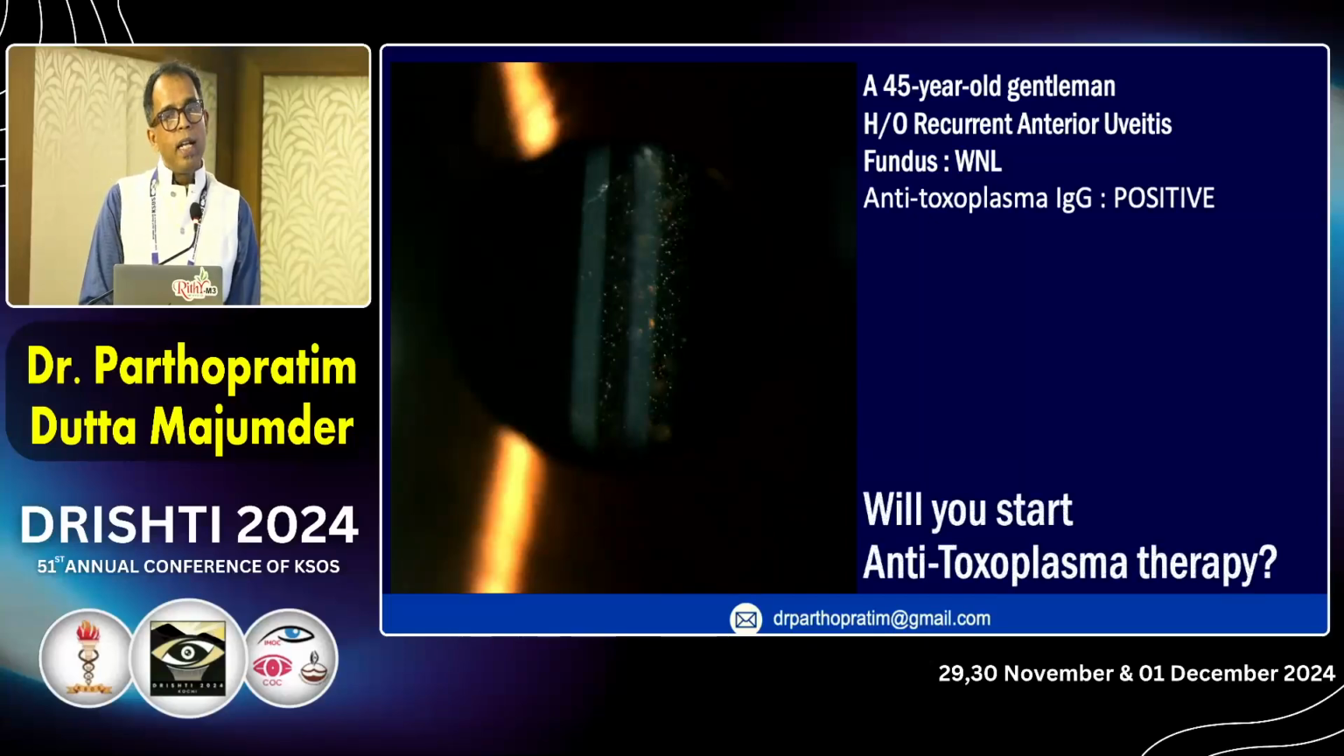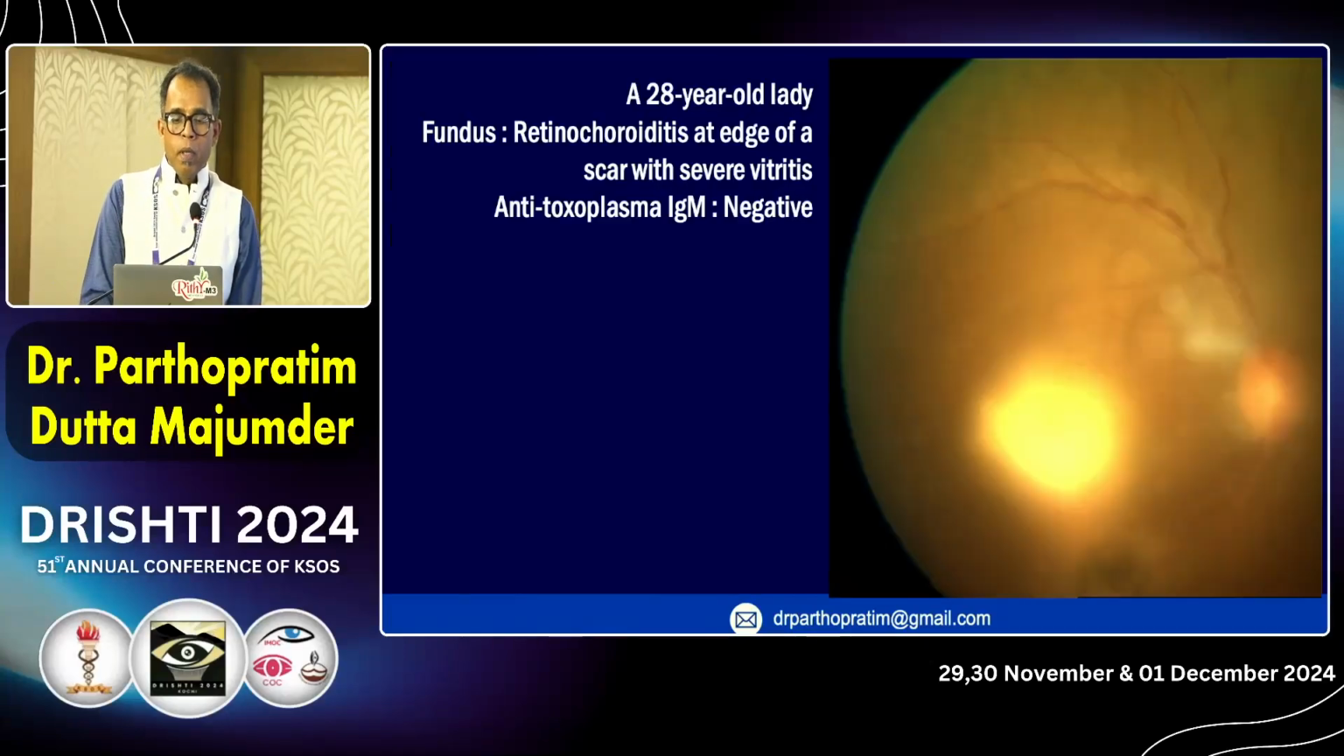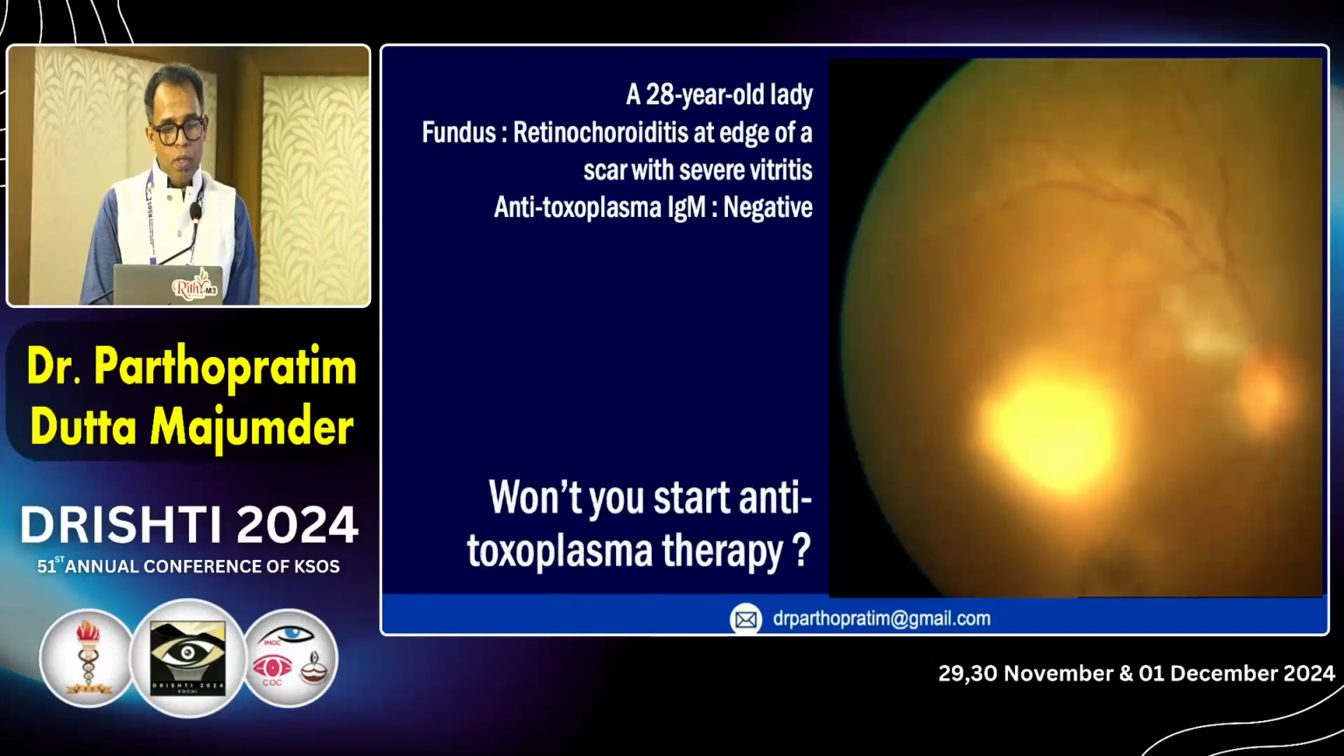Now, will you start anti-toxoplasma treatment? Now, another patient, a 28-year-old lady with retinochoroiditis. You can see at the edge of the scar there is severe vitritis, and the anti-toxoplasma IgM is negative. So, won't you use toxoplasma treatment? This is how your clinical decision will change when you see a proper clinical phenotype.